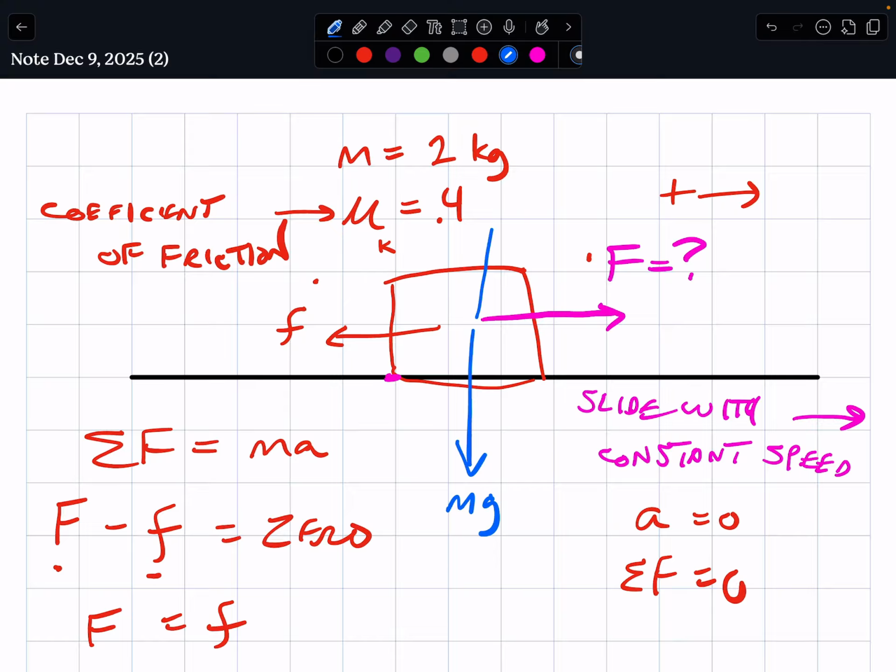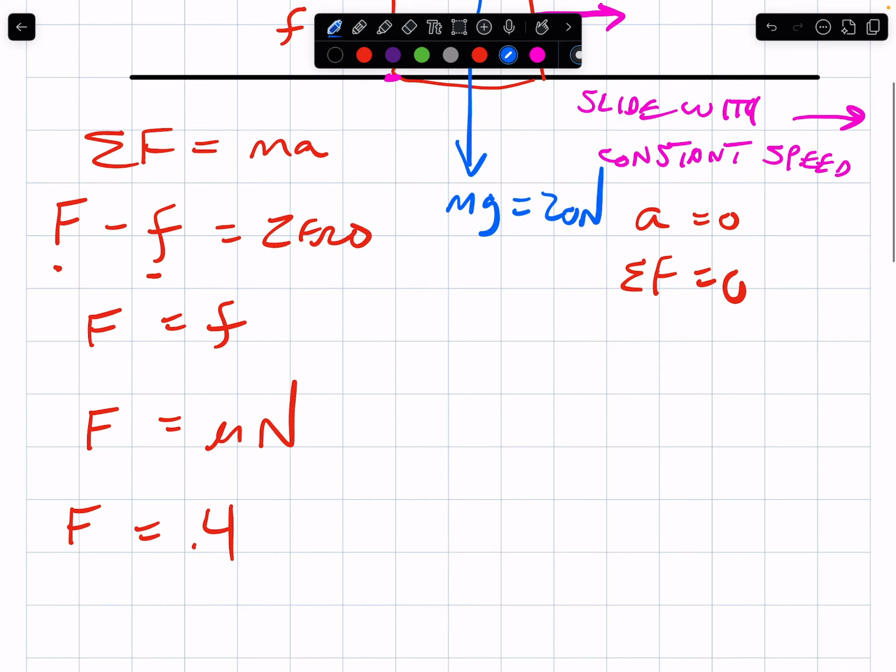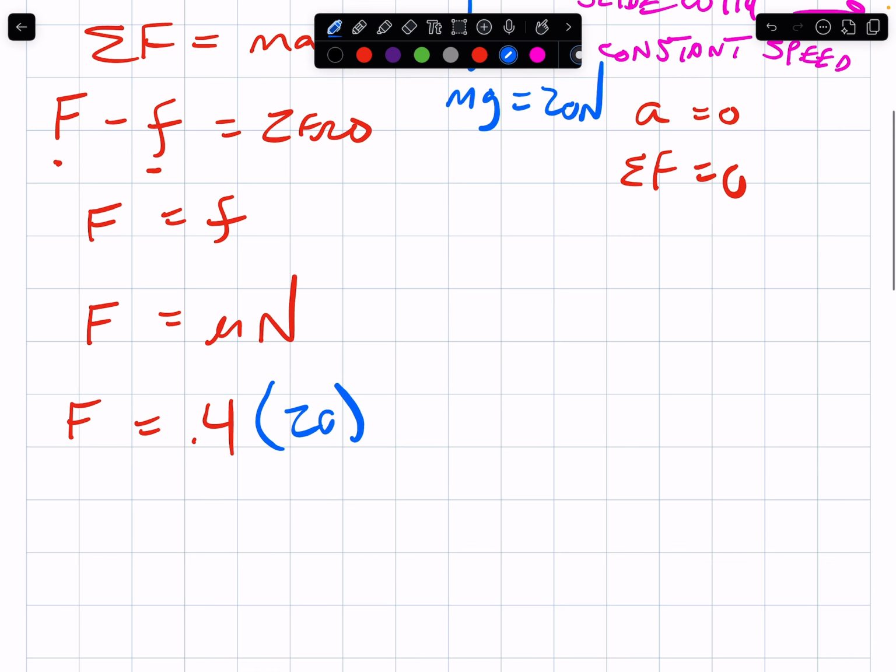And n is acting upward. And these two are equal to each other in this case. It's a level surface. There's nothing stepping down the box here. Right, so mg is 20 newtons. So n has got to be 20 newtons. So then mu times n, 0.4 times 20 is 8.